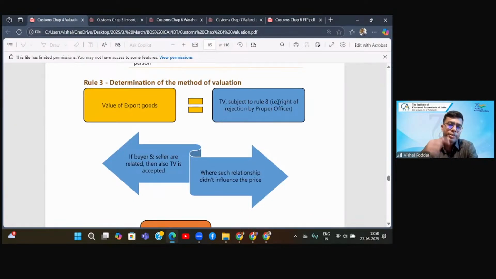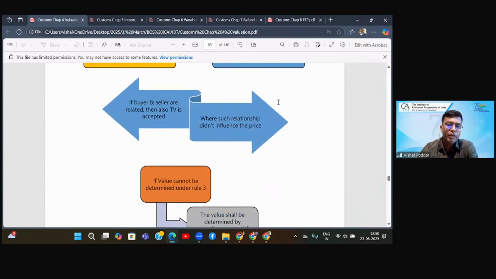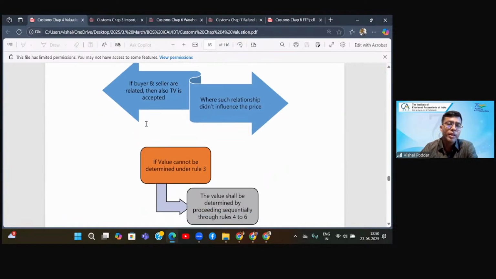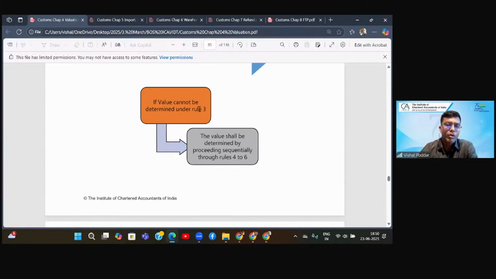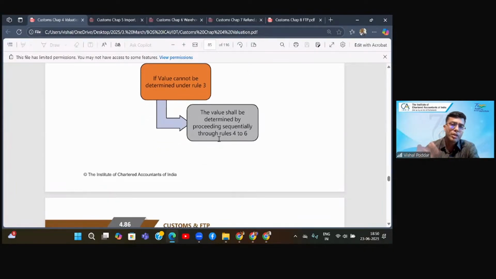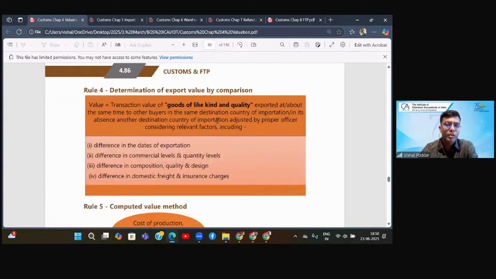Again, what is rule 8? The same power of the officer to reject your value. What are the conditions? Buyer, seller, if they are related, then also transaction value will be accepted. Same condition like import, you have to prove that relationship has not affected the price. If value cannot be determined under rule 3, the value shall be determined by proceeding sequentially to the other rules.